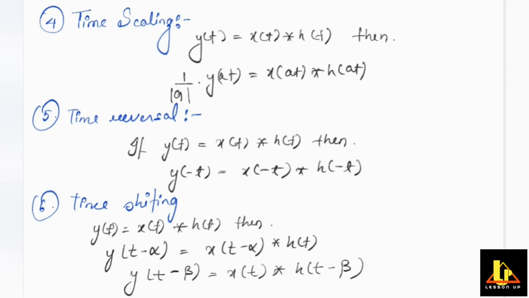If you shift both impulse and input, for example, x of t minus alpha convolution of h of t minus beta, if you shift input and impulse response, your output will get shifted by t minus alpha minus beta.